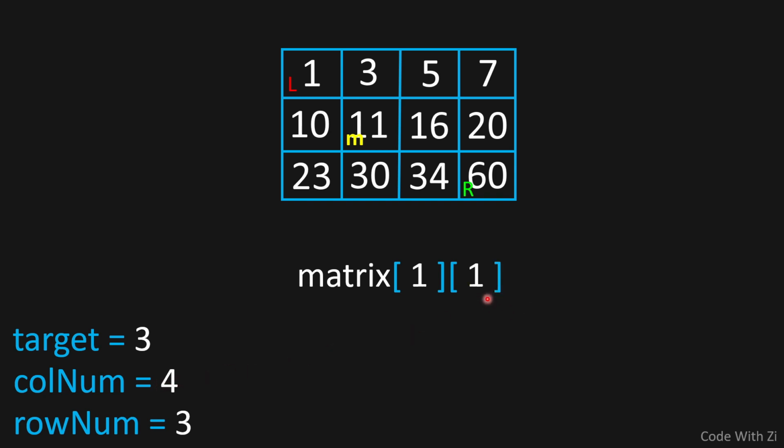That's going to give us 1. And if we check, the index of this column that we have here is indeed 1. So matrix 1, 1 is going to give us 11 that we wanted to compare and see if it is equal to our target or not.